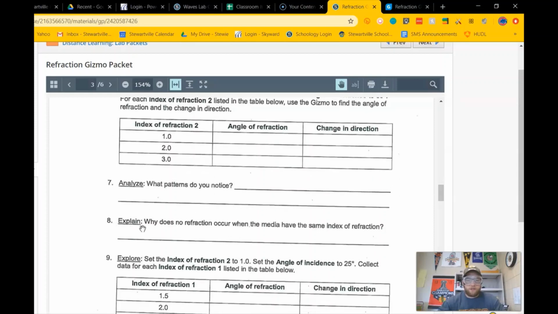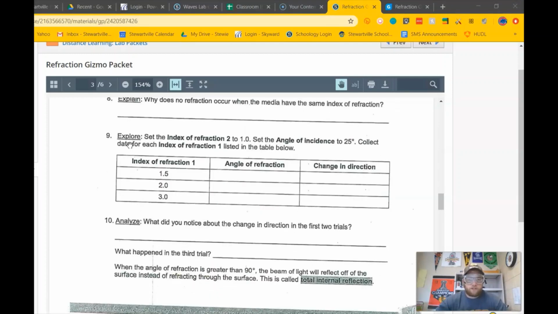Number 8, explain. Why does no refraction occur when the media have the same index of refraction? So, when we did our first trial here, both of our mediums had the same index of refraction, and we had no change. Why do you think that is?